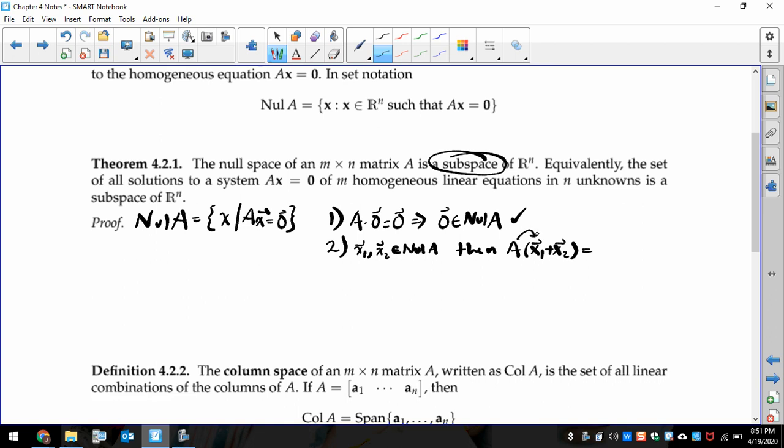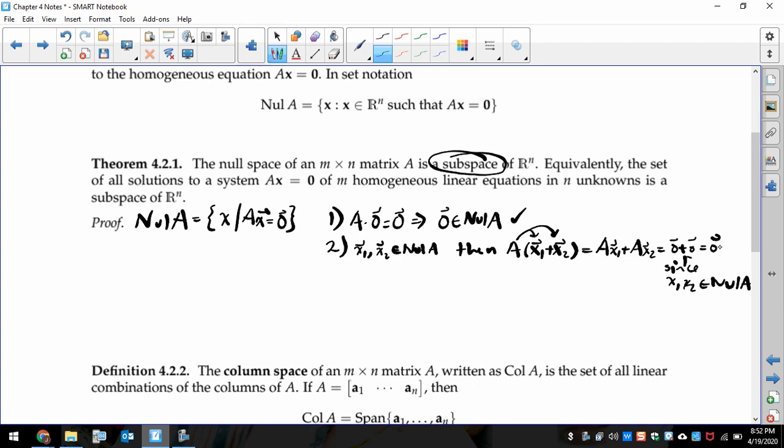Well, we can distribute the matrix by our properties of matrix multiplication. So this is going to be Ax1 plus Ax2, and this is 0 plus 0, which is 0. And this is because x1 and x2 are in Nul A.